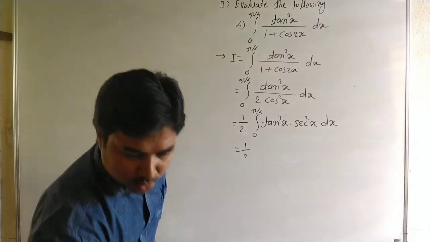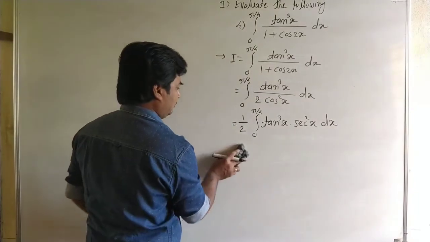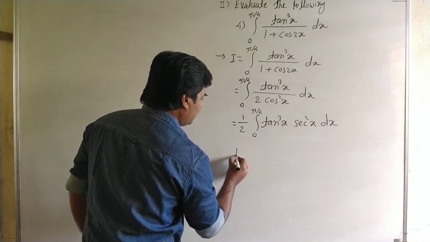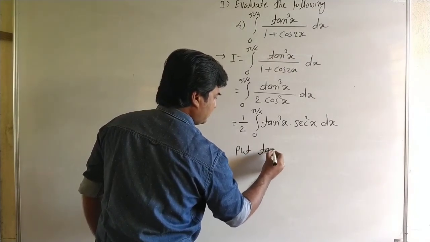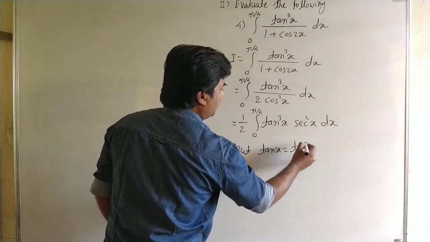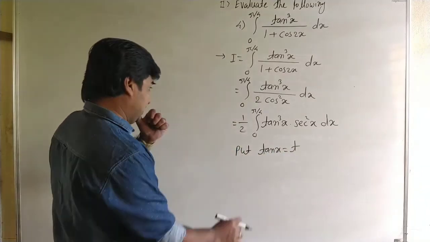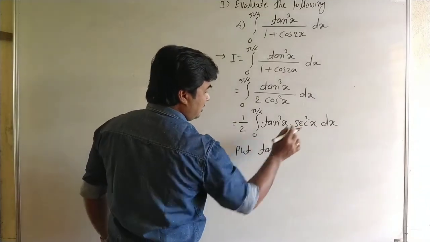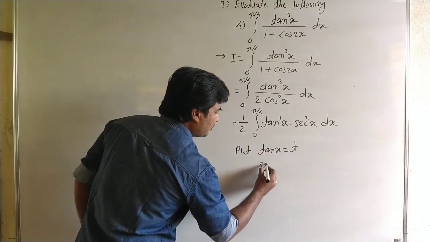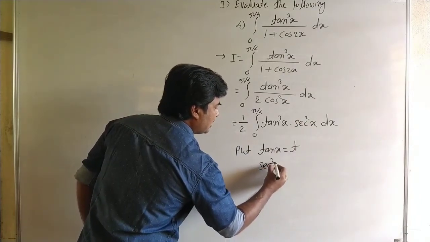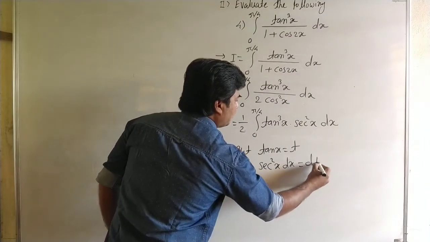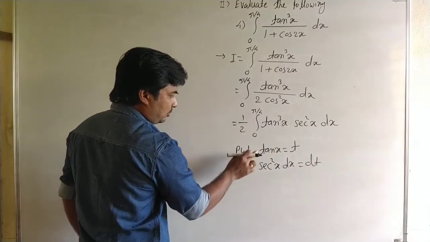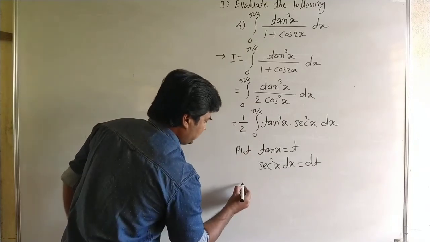Here we use the substitution: put tan x is equal to t. That means sec square x dx is equal to dt, differentiating with respect to x. But it is a definite integral, so when we use substitution, we change the limits.